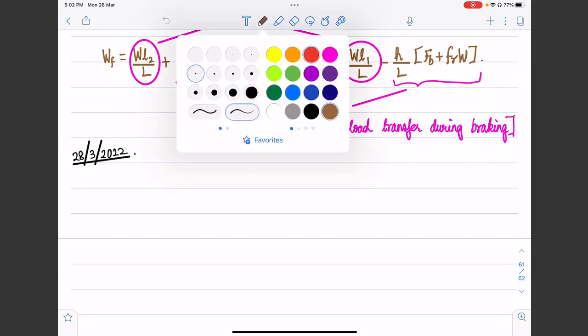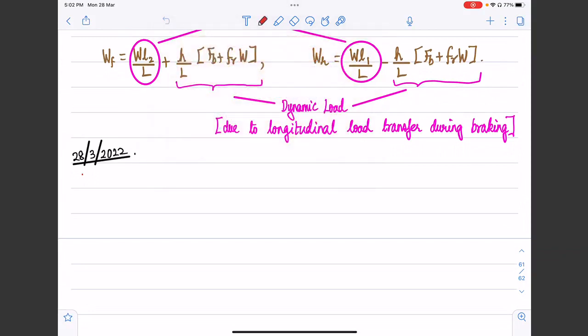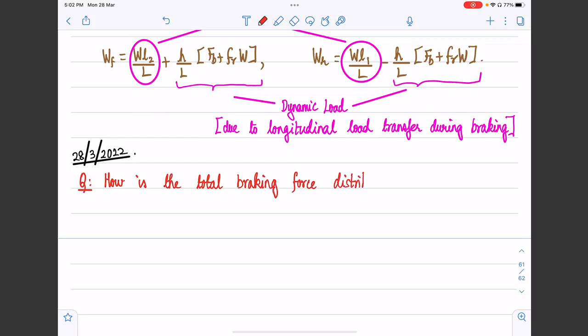So today, we are going to ask ourselves the question: how is the total braking force distributed between the front wheel and the rear wheel? That is the question we are going to answer in today's class. So let me write down the question. How is the total braking force distributed between the front wheels and the rear wheels?